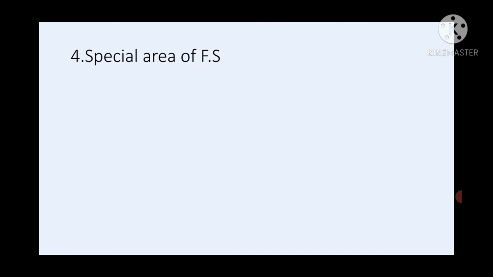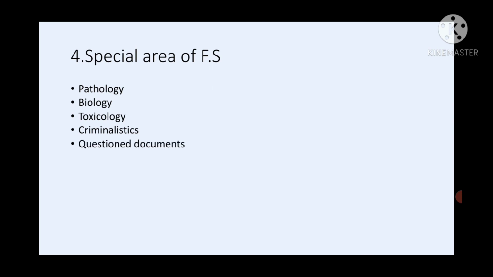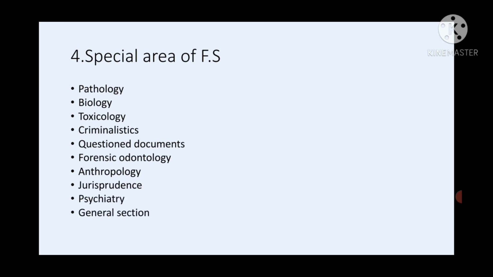So, the American Academy of Forensic Science includes the following specific areas of expertise. These areas are pathology, biology, toxicology, criminalistics, questioned documents, forensic odontology, anthropology, jurisprudence, psychiatry, and general section. So this is the introduction of forensic science.